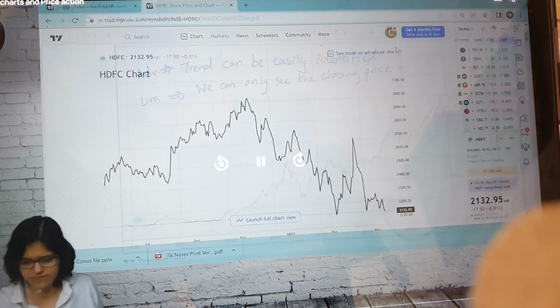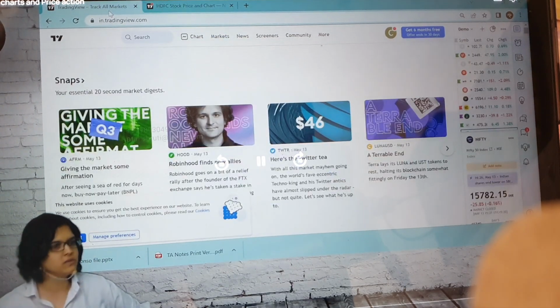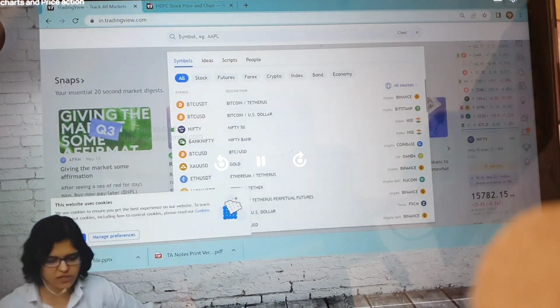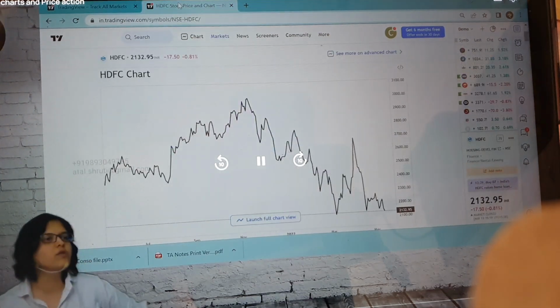Can I go back to the TradingView chart? Yes. Everyone pay attention again. So what did I do? First of all, I went to the TradingView website. Then I hit the search bar. Then I put HDFC. And when I typed HDFC, I had 2 options. Which 2 options? Launch chart or overview. And I clicked on see overview. So this is the overview I can see.